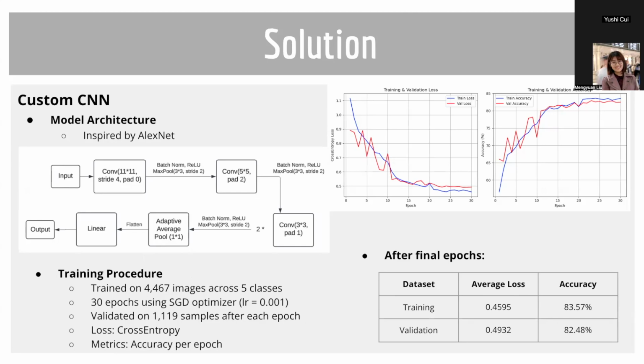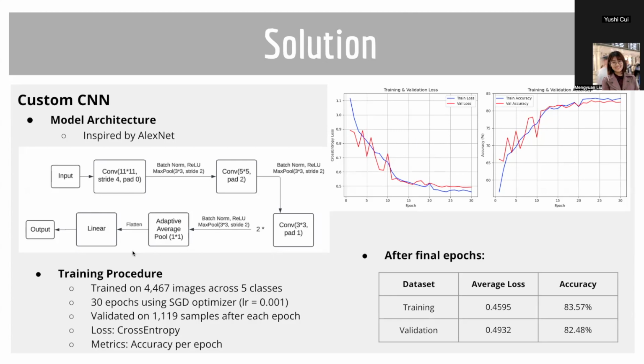Like Yushi said before, our customized CNN is inspired by AlexNet. We utilize larger kernels to capture the structure and shape of the image, and then we utilize small kernels to capture the texture of the image. For the details, you can refer to the image on the left-hand side.